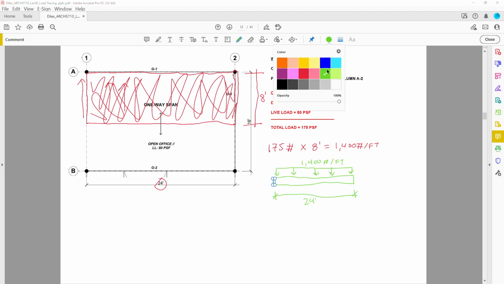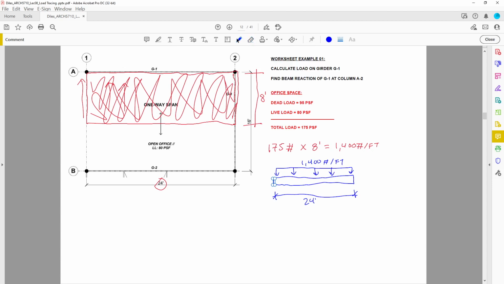And let's change colors here. Oops. Let's make a new note here. Let's change colors to red. Okay. All right. Changing colors doesn't seem to be my strong suit here.